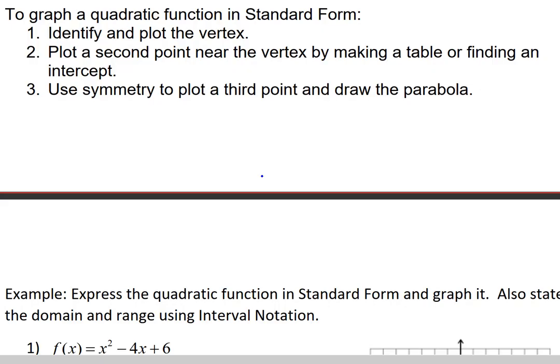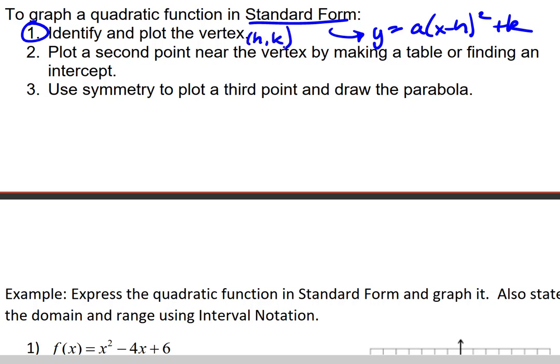Now, to graph a quadratic function in standard form, and let's recall, not to be confused with all these different forms, we're referring to standard form as y equals a times x minus h squared plus k. That's what we're calling standard form. To graph from that form, we're going to do just a few steps. First, identify and plot the vertex. Remember, that's just h comma k, once we have the right form.